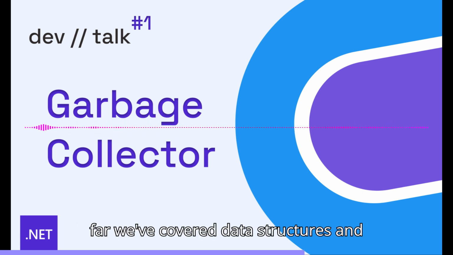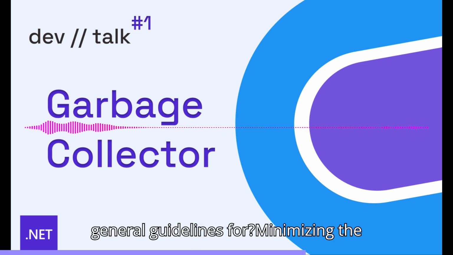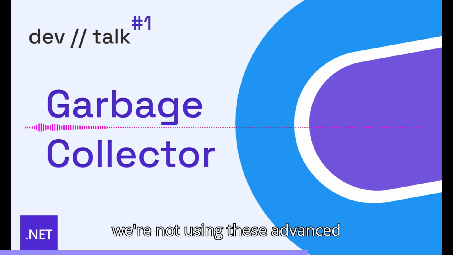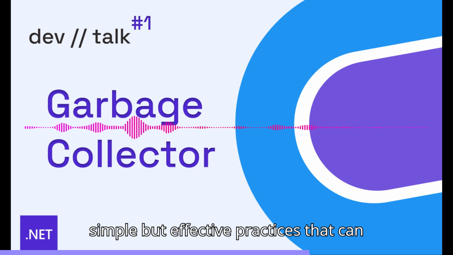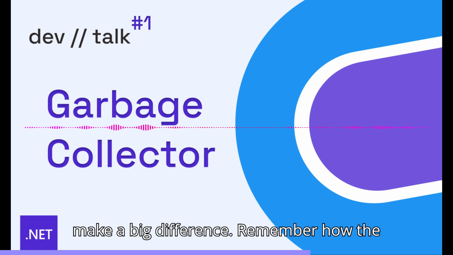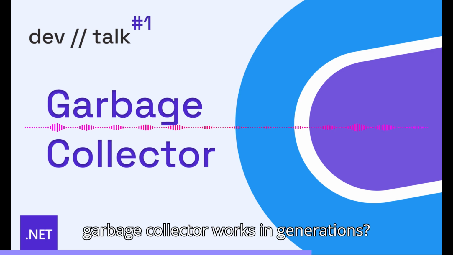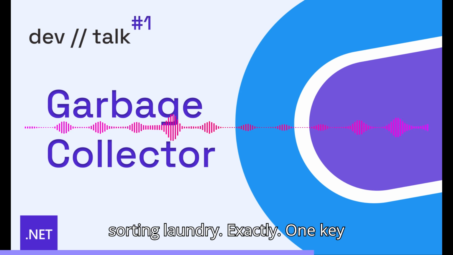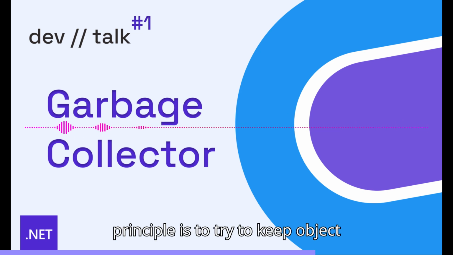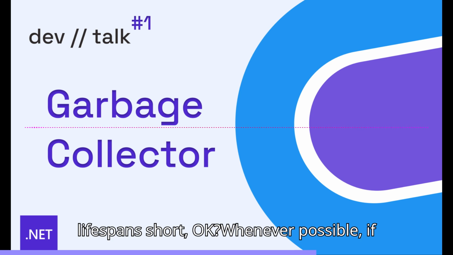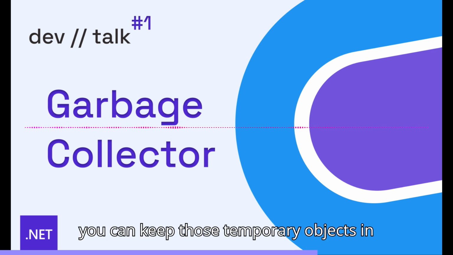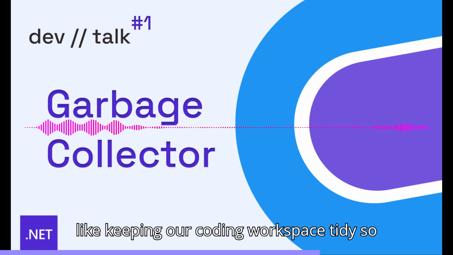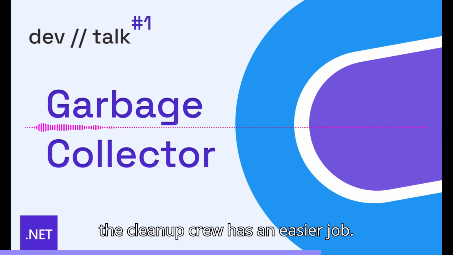So far, we've covered data structures and object pooling. Are there any other general guidelines for minimizing the impact of the garbage collector, even if we're not using these advanced techniques? Absolutely. There are some simple but effective practices that can make a big difference. Remember how the garbage collector works in generations? Yeah, Gen 0, Gen 1, Gen 2, like sorting laundry. Exactly. One key principle is to try to keep object lifespans short. Whenever possible, if you can keep those temporary objects in Gen 0, the garbage collector can clean them up quickly and efficiently. It's like keeping our coding workspace tidy, so the cleanup crew has an easier job.